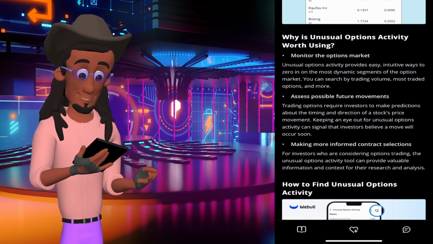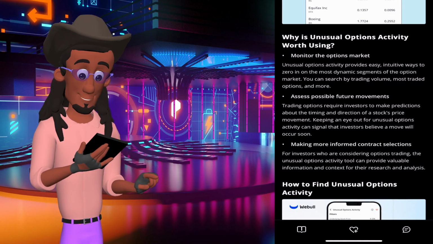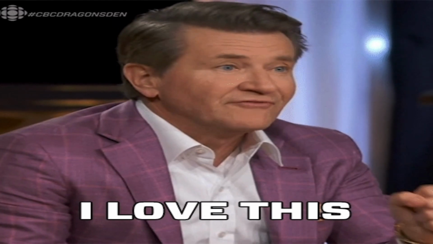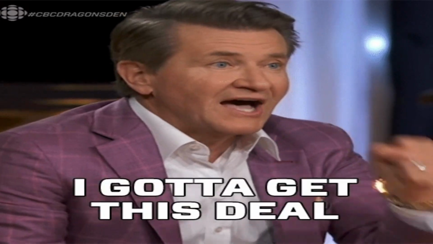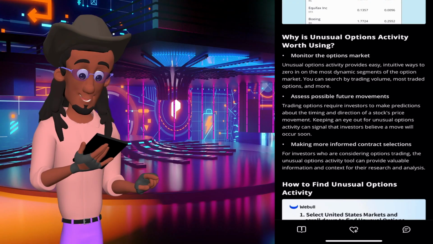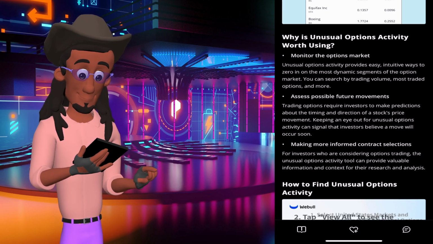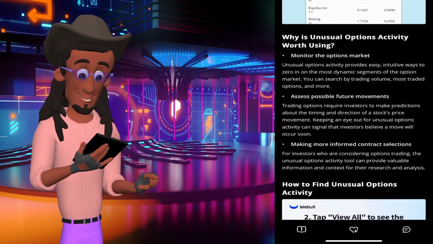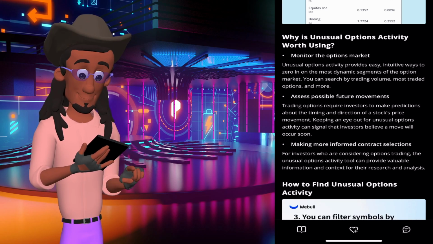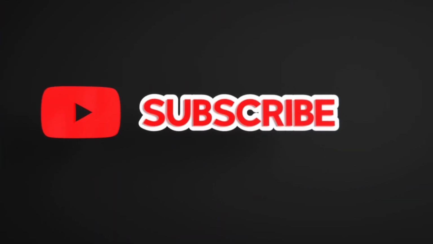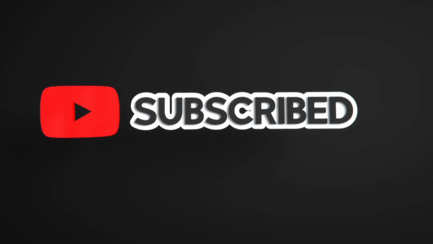unusual options activity provides easy, intuitive ways to zero in on the most dynamic segments of the options market. You can search by trading volume, most traded options, and more. So you can search by trading volume. All right, which stocks have the most people buying it right now? The most traded options. So which ones have the most closed positions, and even more.